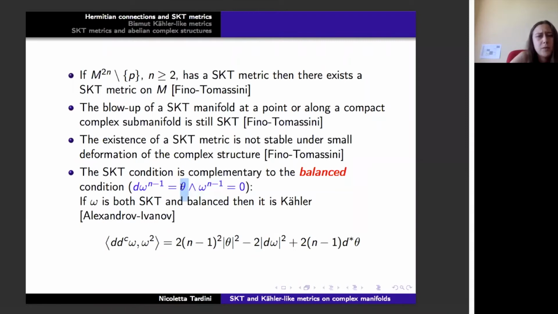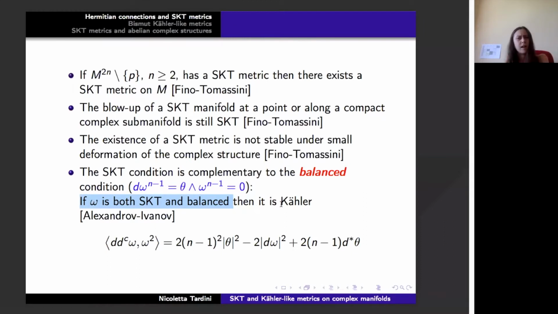And why am I talking about balanced metrics? Because the SKT condition is essentially complementary to the balanced condition, in the sense that a non-Kähler metric cannot be both SKT and balanced. So sometimes different non-Kähler Hermitian metrics cannot coexist. And if your metric is both SKT and balanced, then it must be Kähler.